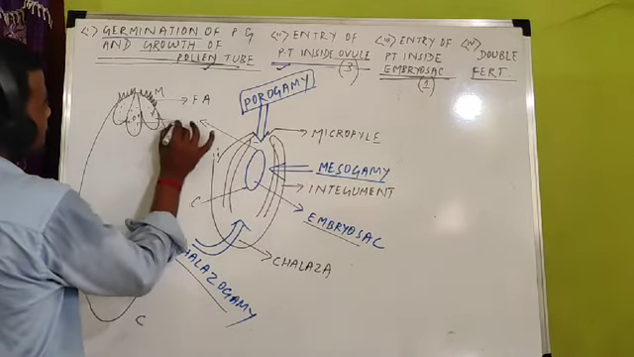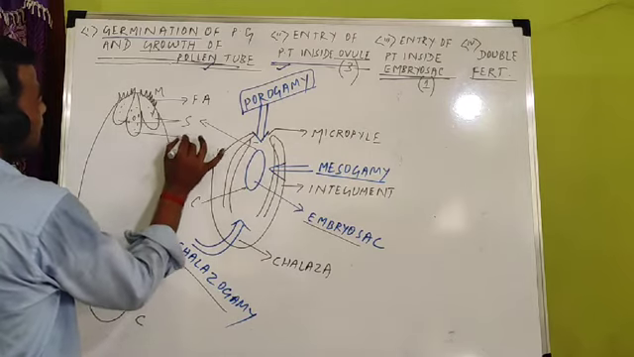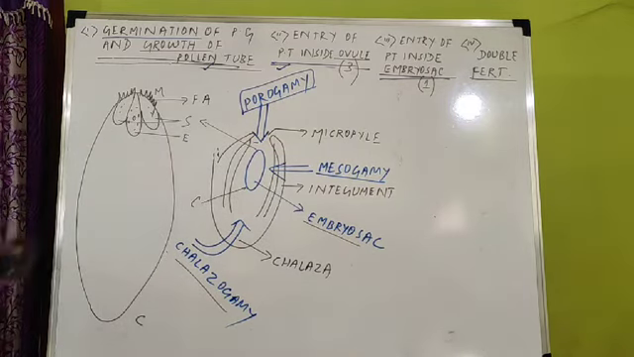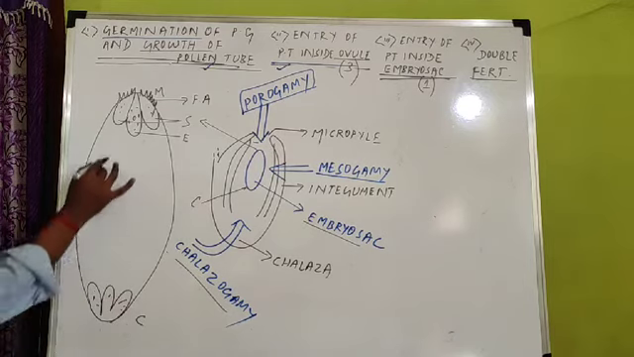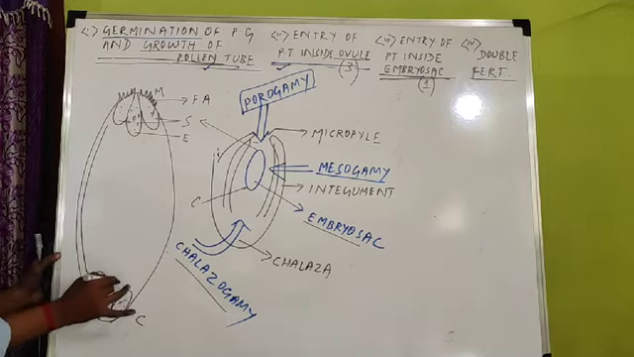These are the 2 synergids. And this middle cell is known as the egg cell. 3 cells completed. And at the lower end, 3 antipodal cells are there. And at the center, there is a large central cell.